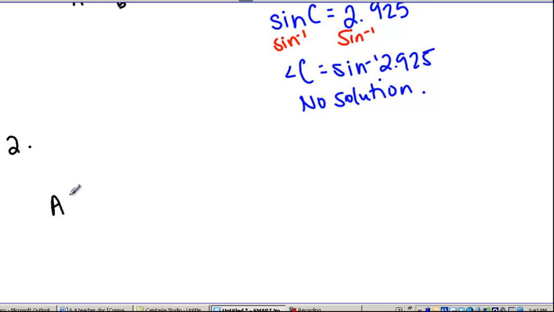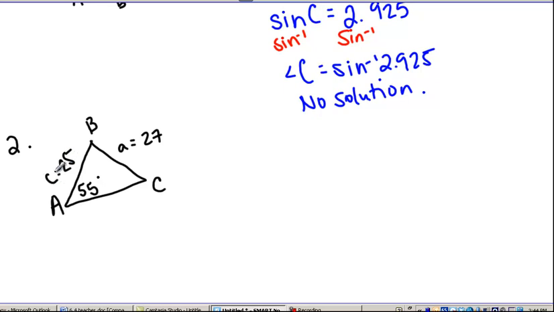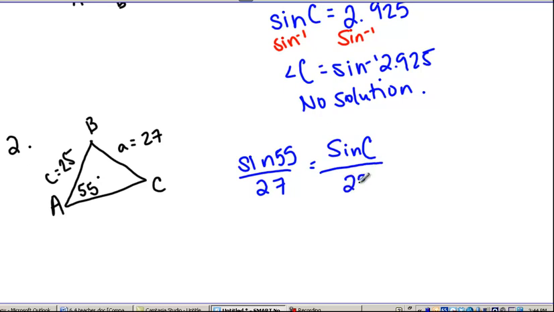Let's take a triangle again. So we got 55 for A. Let's make length of A 27. Still got B. We don't know what B is. We don't know what the measurement of angle C is. We know side length of C is 25. Okay? Again, we're going to do the law of sines. So sine of 55 over 27 equals the sine of C over 25.